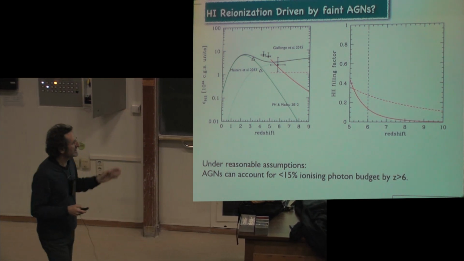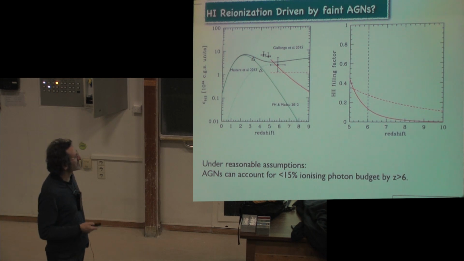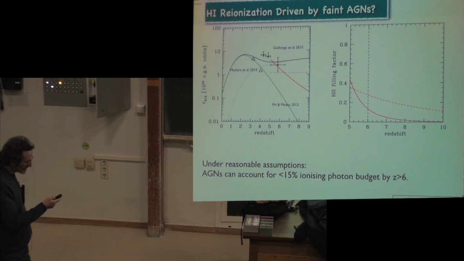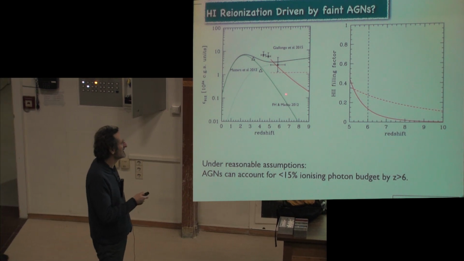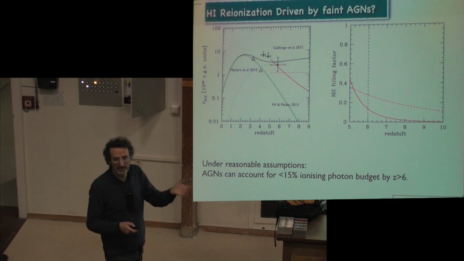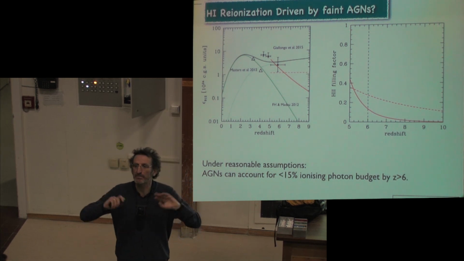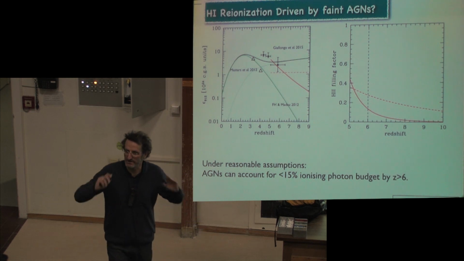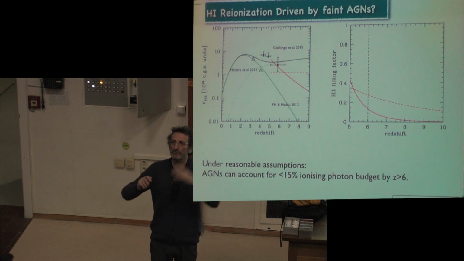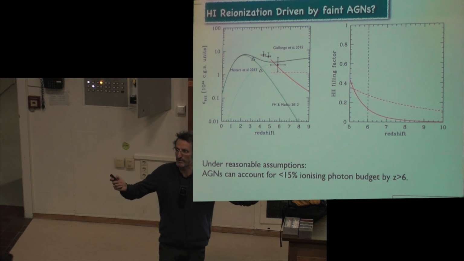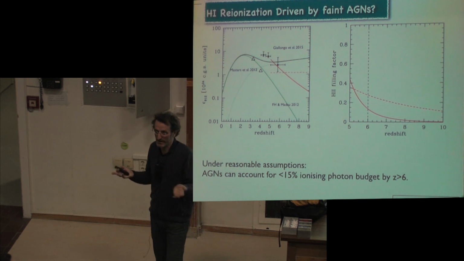I made a very quick calculation with another colleague in Milano, and we showed that the AGNs can account for a fraction of the ionization budget that is lower than 15%. It depends on a lot of assumptions, of course. If very high redshift AGNs have a lot of UV and no X-rays, you can do whatever you like. But this is very strange.